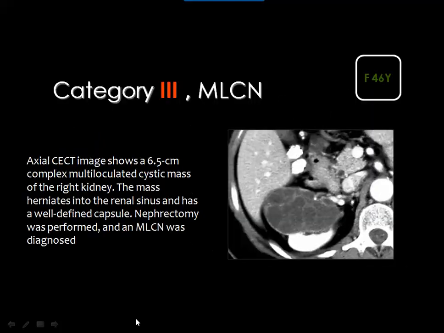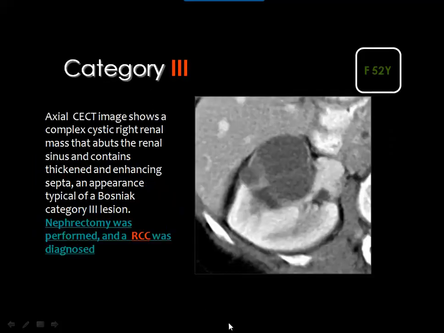Category number 3 usually proves after histopathology to be this lesion, which is known as multilocular cystic nephroma. I will mention this in the second part of the talk, but this is considered a benign lesion, and you see internal septations, and the septations are many and they are enhancing.